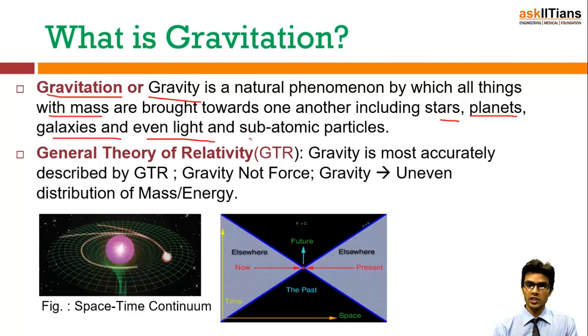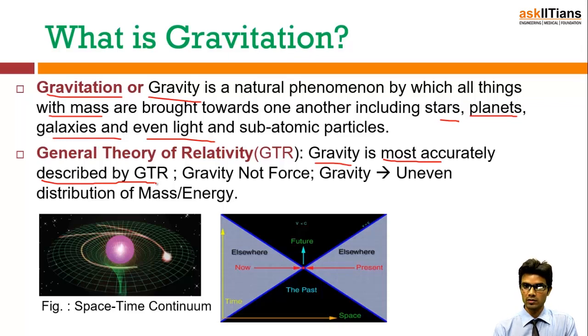So there are some theories which explain gravitation. The first one is the general theory of relativity. The general theory of relativity was given by Albert Einstein. According to the general theory of relativity, gravity is most accurately described. So gravitation can be defined in two ways: the first one accurately and the second one approximately.